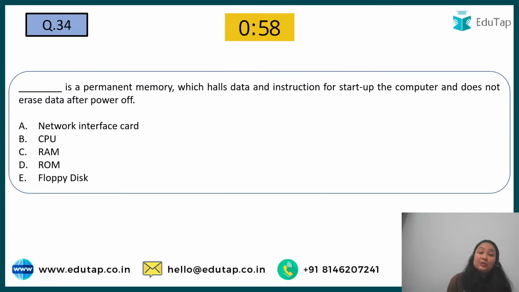ROM is read-only memory. That means it is not going to be erased very easily. If you want to erase it, you will have to go for a special measure. And even when we are talking about ROM, we have memories like PROM, permanent ROM. It is not going to delete at all. That is why we keep the startup instruction in the ROM. CPU तो देखो overall हो गया, it cannot be the answer. Network interface card is a totally different thing. Floppy disk तो देखो is secondary memory, it cannot be the answer at all.